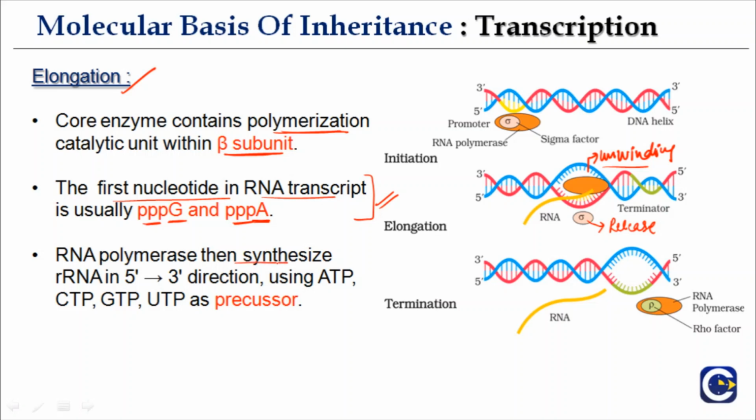RNA polymerase then synthesizes RNA in the 5' to 3' direction using ATP, CTP, GTP, UTP as precursors. So these are all the ribonucleoside triphosphates that are used as precursors, and the elongation will take place by RNA polymerase.